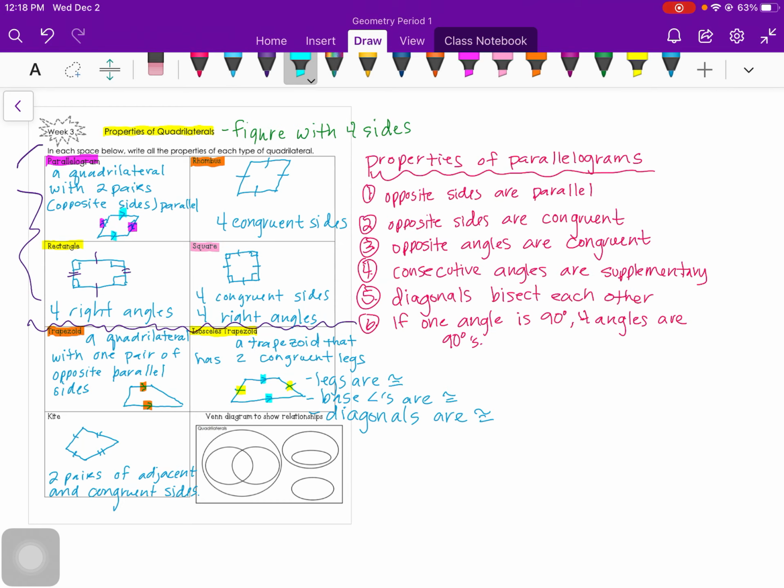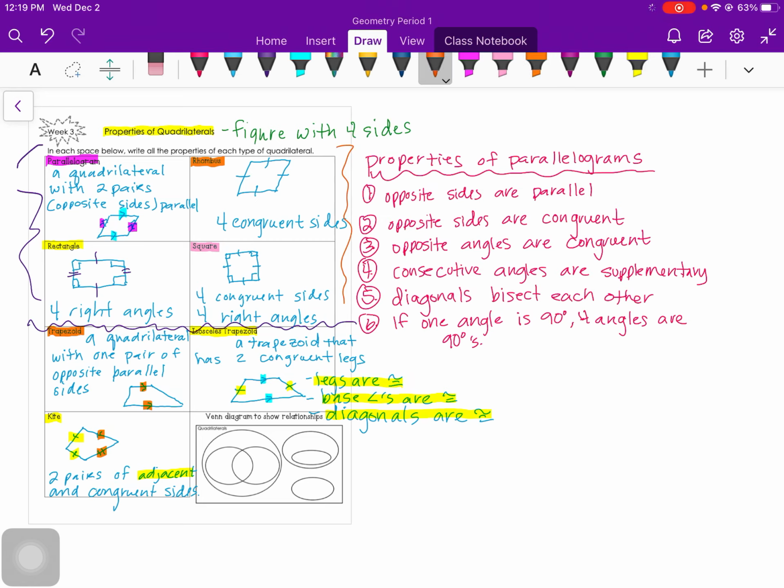In isosceles trapezoids, there are some special properties. We know that the legs are congruent, which we're going to get into what part the legs are. The base angles are congruent, and the diagonals are congruent. And I'll explain all of that in just a minute as well. And the last one that we have is a kite. A kite has two pairs of congruent sides, however, they are adjacent. So notice the two sides that are congruent touch each other. So it has two pairs of congruent sides that are adjacent. That is a kite.